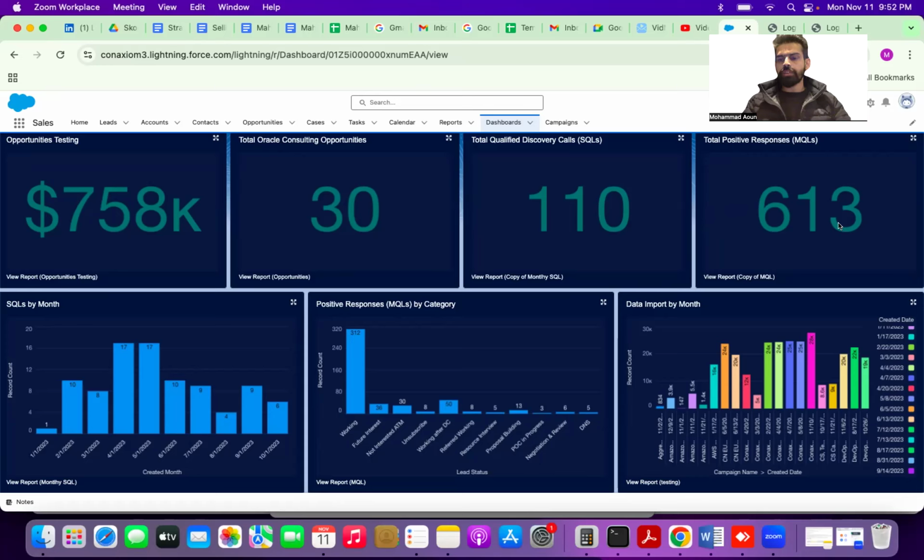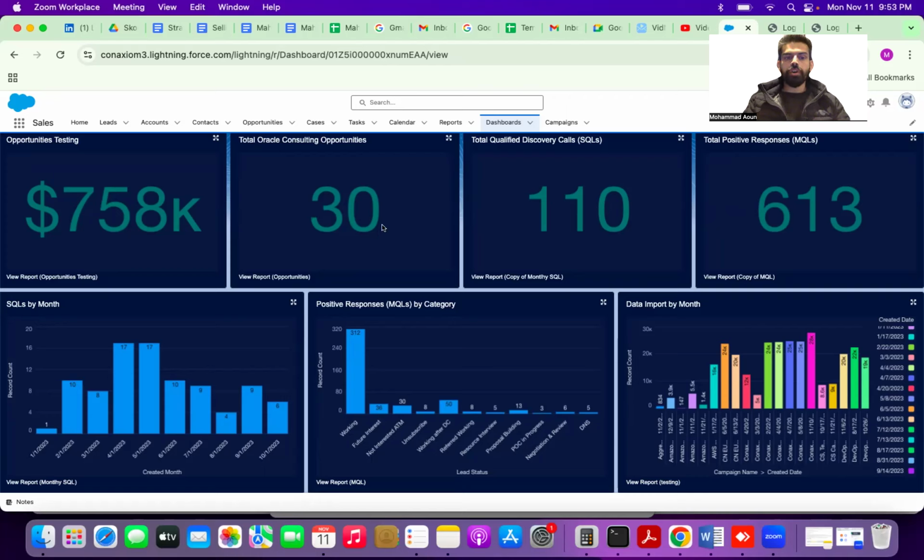Out of those 613 leads or MQLs, 110 actually showed up on calls. Out of those 110 who showed up on calls, I got 30 opportunities. The way I distinguish an opportunity is if they fulfill the BANT criteria: they have the budget to buy the Oracle services or products that we're providing, they have the authority, meaning the person I'm talking to can make the decisions, they have the resource, and the timeline for the decision making is within the next 90 days, so essentially 3 months. That is what I call an opportunity.